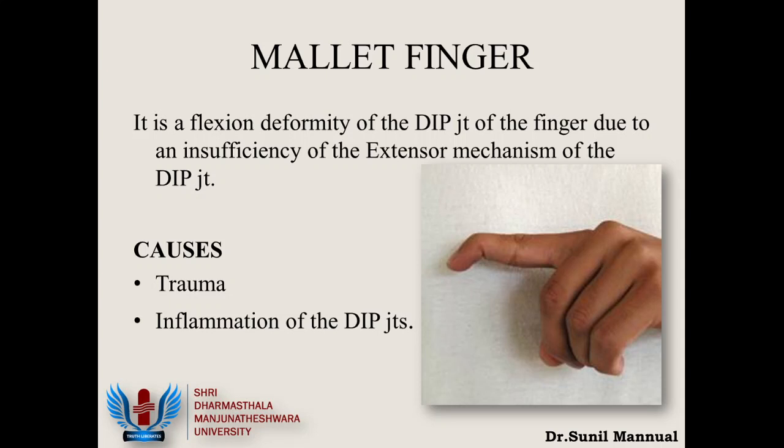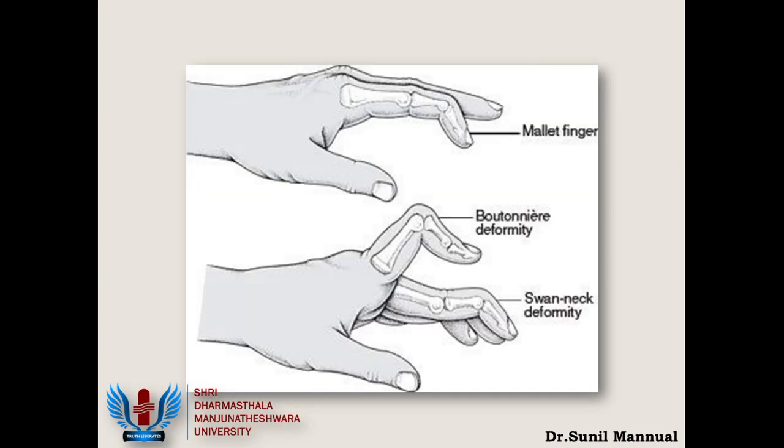So the most common cause of mallet finger is trauma. Sometimes you can also have a secondary mallet finger in inflammatory conditions of the distal interphalangeal joint. That is, the inflammation and the synovitis in the joint can lead to secondary rupture of the tendon because of the effect of the inflammatory mediators on the tendon. Moving on to slide number 35.